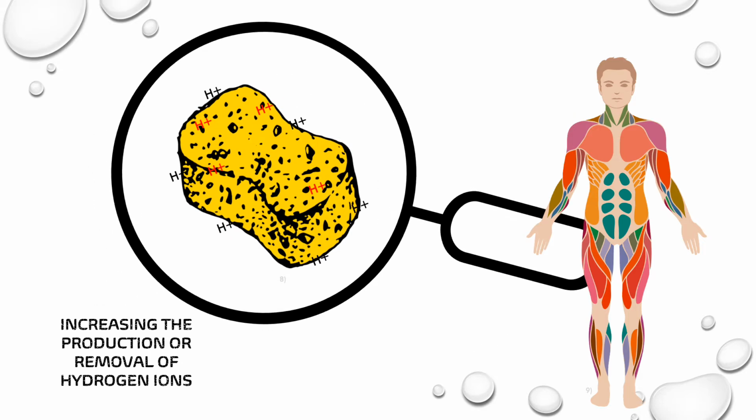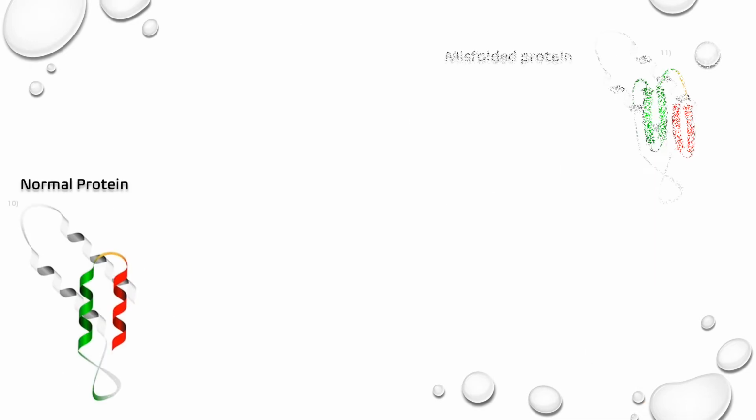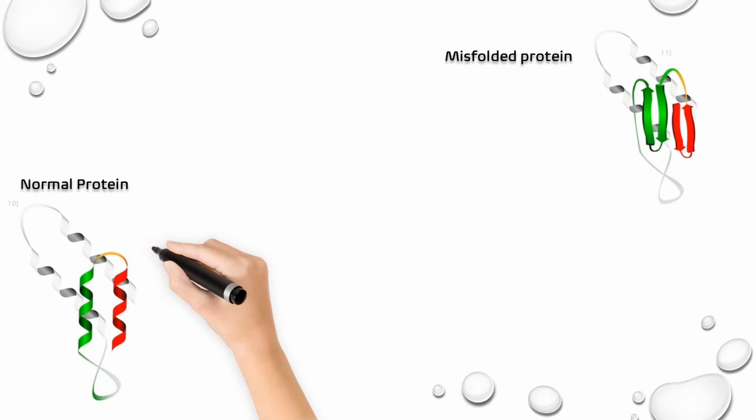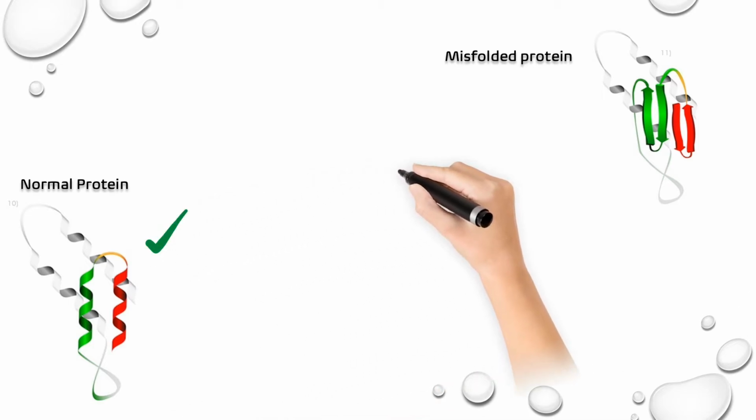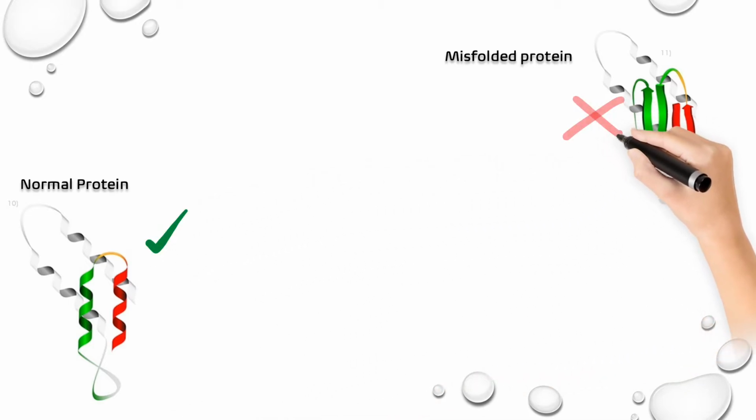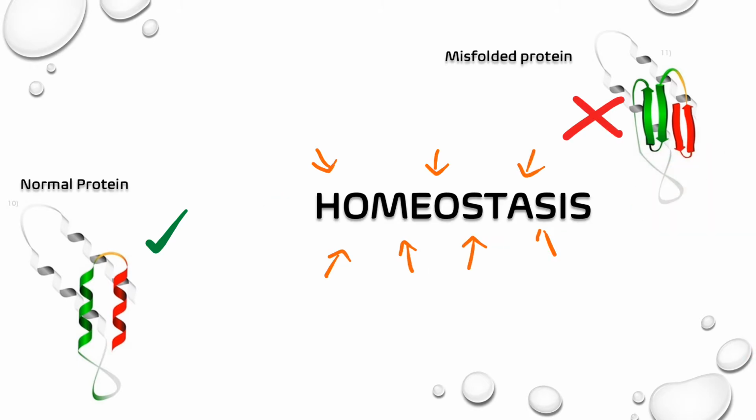When this disturbance is detected, the mechanisms of neutrality will kick in and increase the production or removal of hydrogen ions. As pH affects all functional proteins and biomechanical reactions, and as these proteins require a particular shape to carry out their function, when they misfold due to an imbalance, it can be extremely detrimental to homeostasis.